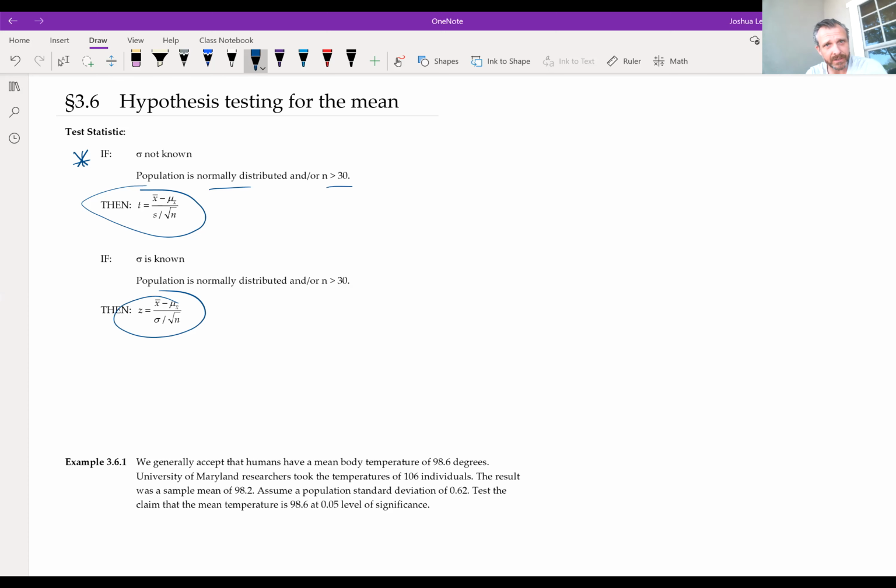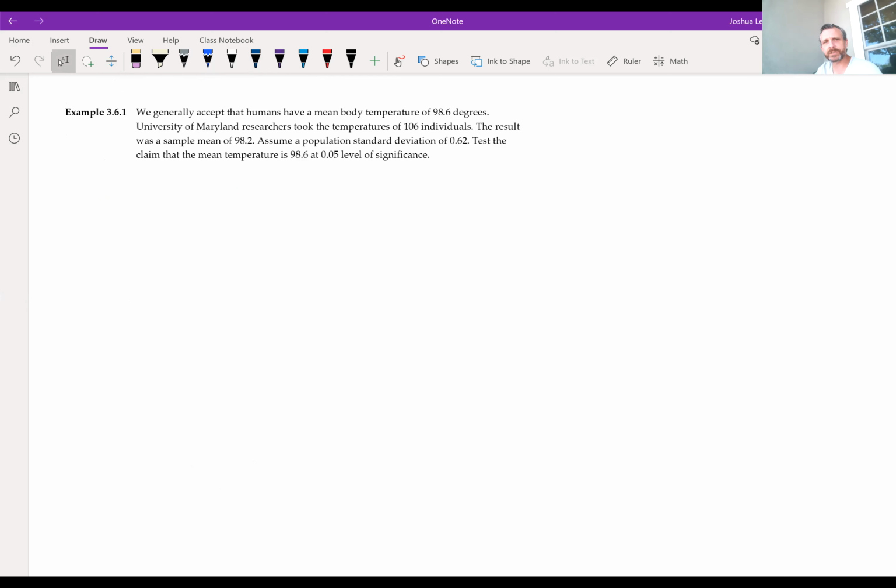We need that critical value. We need a standardized test statistic to compare to the critical value, and then we can make a decision regarding the null. So here's a fairly common study, pretty well known. We generally accept that humans have a mean body temperature of 98.6 degrees Fahrenheit. University of Maryland researchers took the temperatures of 106 individuals. The result was a sample mean of 98.2 degrees Fahrenheit. Assume a population standard deviation of 0.62. Test the claim that the mean temperature is 98.6 degrees Fahrenheit at 0.05 level of significance.